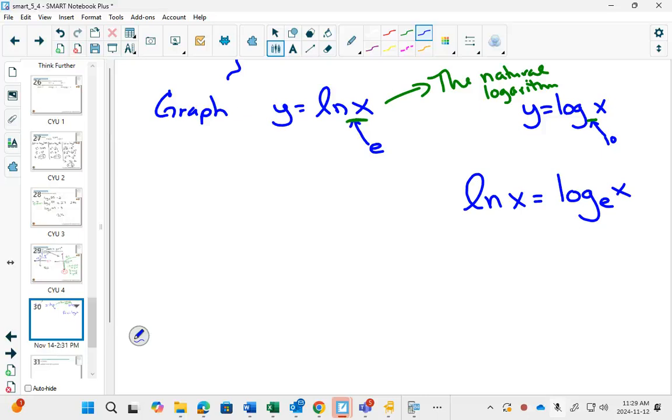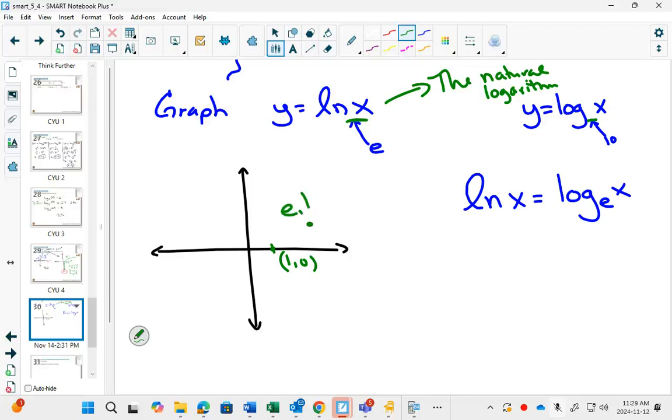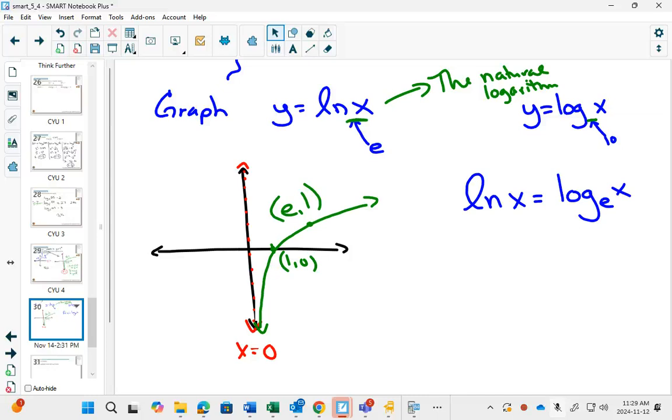So if you are going to draw its graph, same as every log graph has the point (1, 0), and every log graph has the point, whatever its base is, (base, 1). So the natural log graph would have (e, 1). Remember that e is 2.7-ish. You would have an asymptote at x equals 0. And it has the same shape as all of your other log graphs.